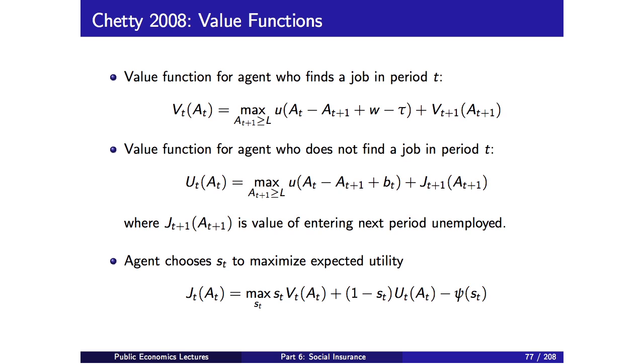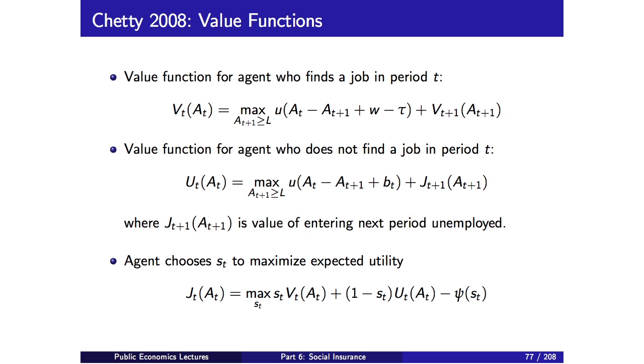Okay, so the way I'm going to characterize the solution to this and derive formulas for the marginal welfare gain of changing benefits is by writing down a set of value functions, which is the standard way to think about dynamic programming problems. So what's a value function? It's basically the expected utility an agent would have over his remaining life given the state variables that he enters that period with.